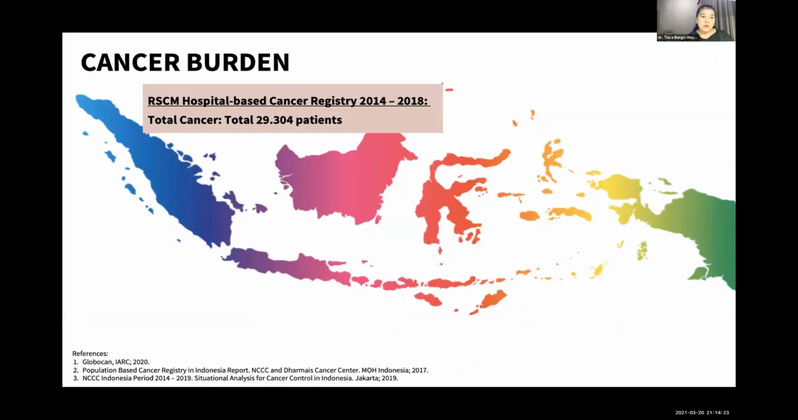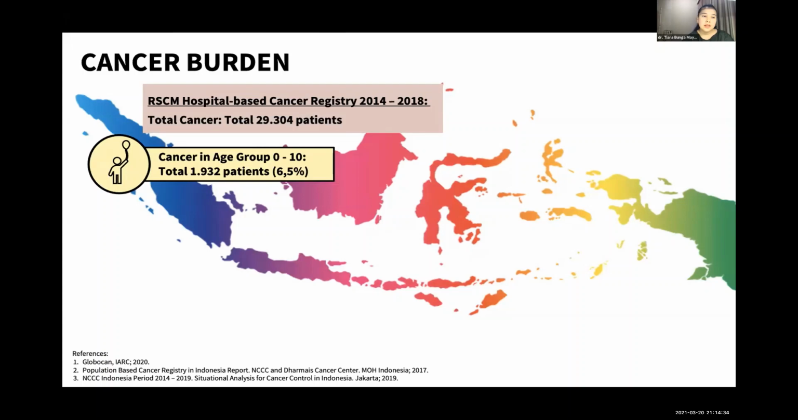And also from our hospital cancer registry, we actually find that the proportion of cancer in this age group from 0 to 10 years old is higher than what is estimated at the community level, which was 3 to 5%, but in our center, it's 6.5%. I think most probably this is because we do not have many pediatric cancer centers in the nation, so many cases get referred to ours.